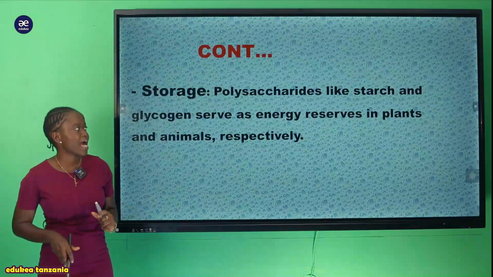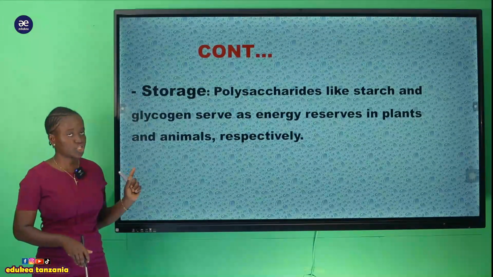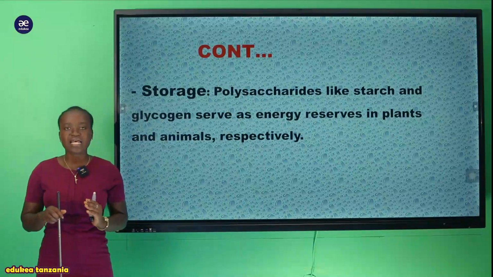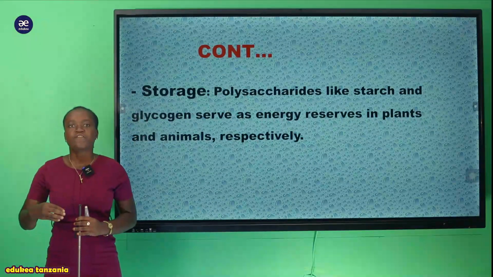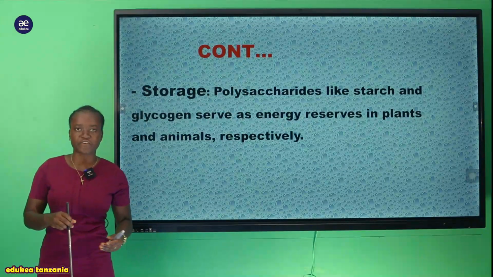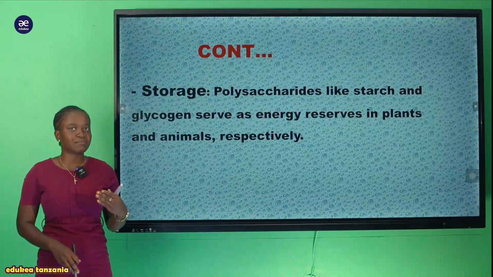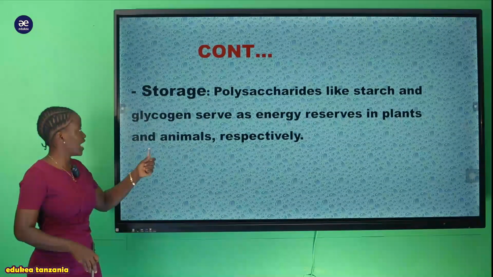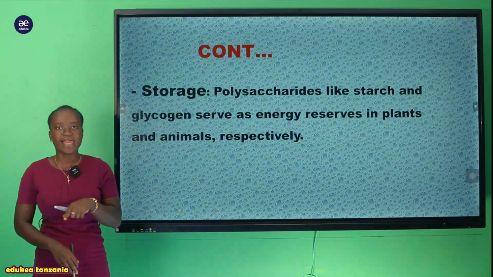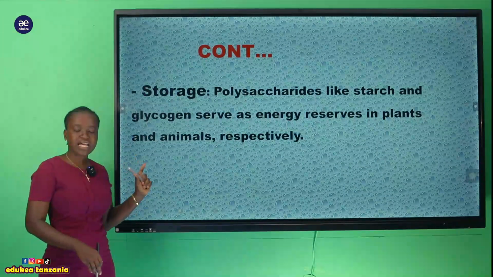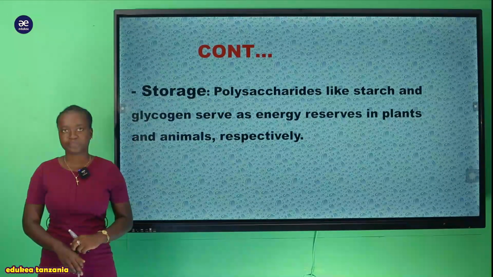In plants we have starch. Starch is a polysaccharide. Together with that, glycogen is also a polysaccharide. Starch, which is found within a plant, tends to store food for adverse conditions of the plant. But also within the body of living organisms, here we are talking about animals, they tend to store their energy in the form of glycogen, which is found in the body of animals. So that is the characteristic or property of this carbohydrate.